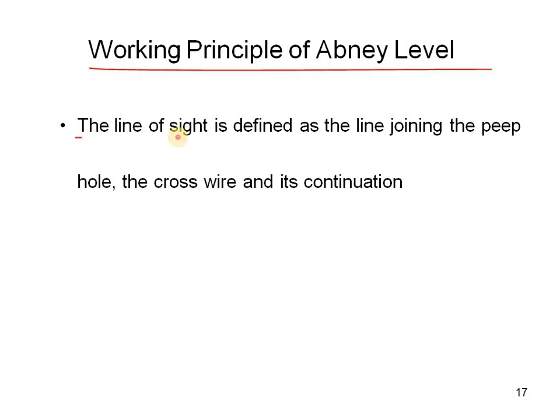The line of sight is defined as the line joining the peep hole, the crosswire and its continuation. So here in Abney level also we have the line of sight. This line of sight is also called our horizontal axis. Here it is defined as the line joining the peep hole, which is nothing but from the eyepiece to the object glass, the crosswire and its continuation.